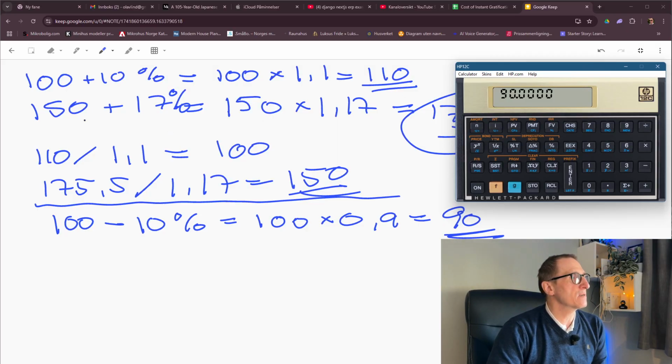Regarding this calculation here, where I already know a number including a certain percentage, I haven't found any way to do that with the percentage keys other than doing what I did here above, divided by 1.17 instead of multiplying by 1.17.